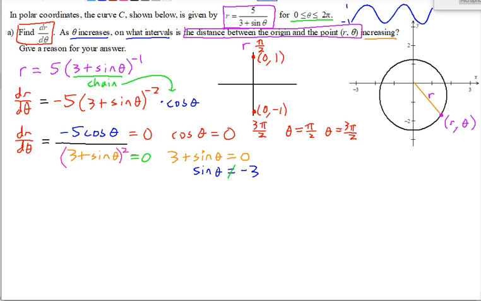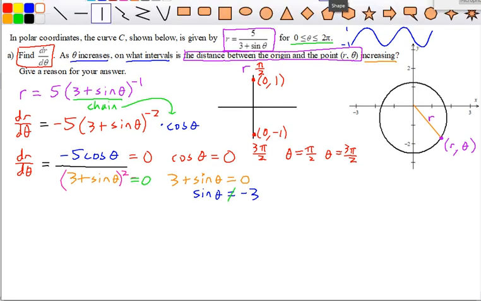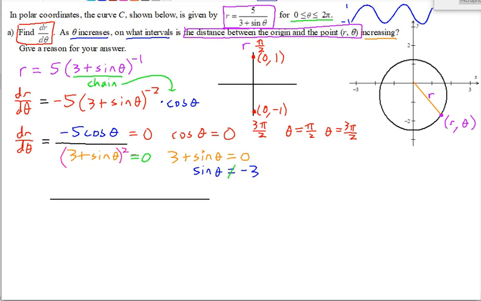So we don't get any critical numbers this time for the denominator, just the ones for the numerator, pi over 2 and 3 pi over 2. Then we can draw our number line. Our interval is from 0 to 2 pi, and we've got pi over 2 and 3 pi over 2. And label it with our first derivative, which is dr d theta.